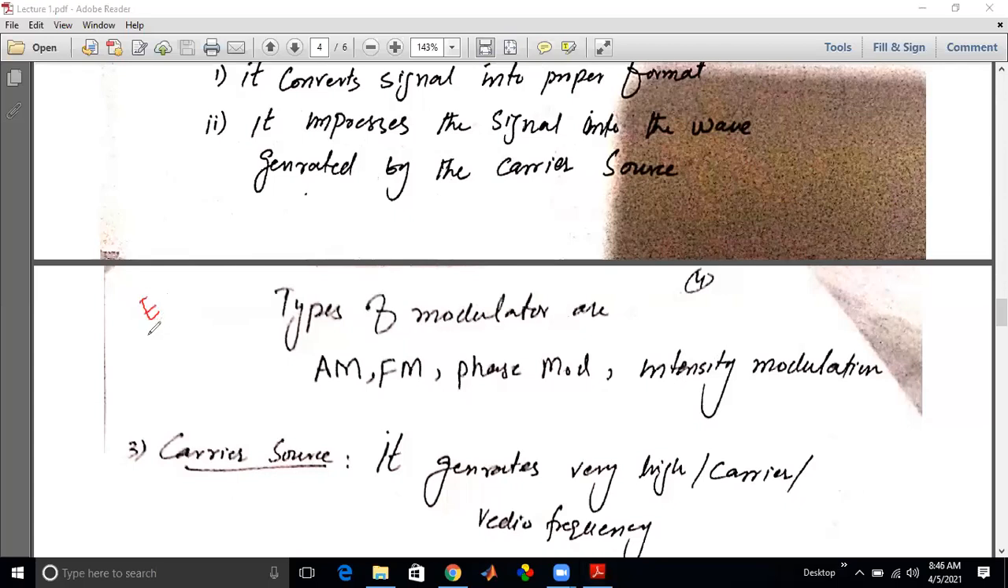Energy per unit area, this is called intensity. That is, the power transmitted by the light per unit area. Its unit is watt per meter square. We will study this in our course, what intensity modulation is.